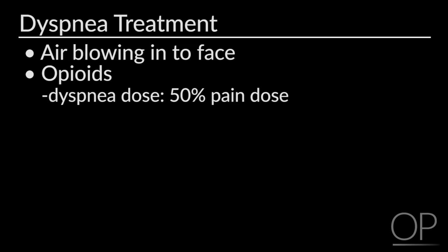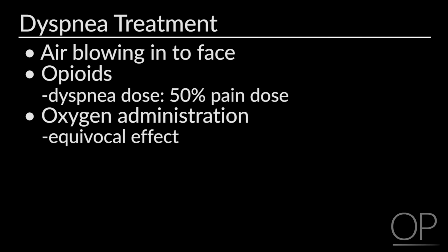A fan or air blowing into the face is often very comforting to families and patients. It's comforting to the patient, and it gives the family something to do. Opioids are actually very helpful for dyspnea management as well, and the dyspnea dose is typically about half of the dose that would be utilized for pain.